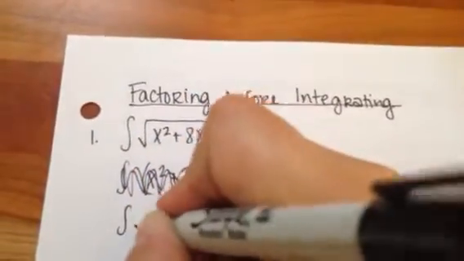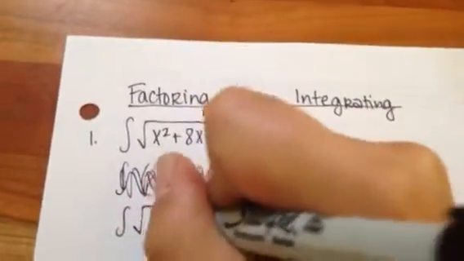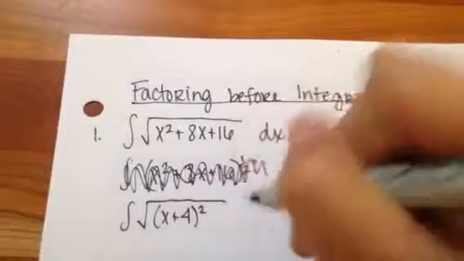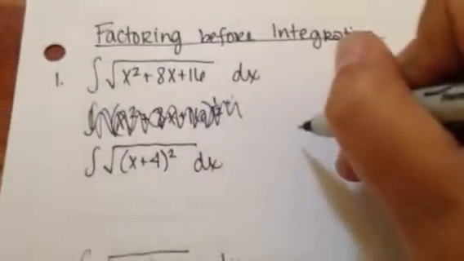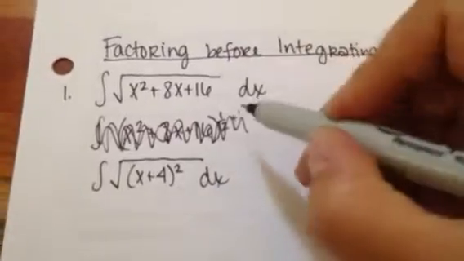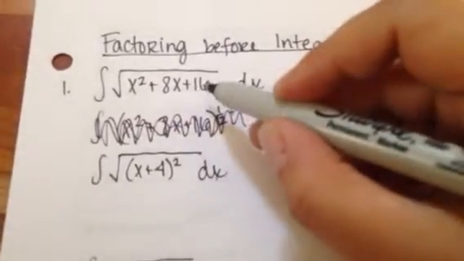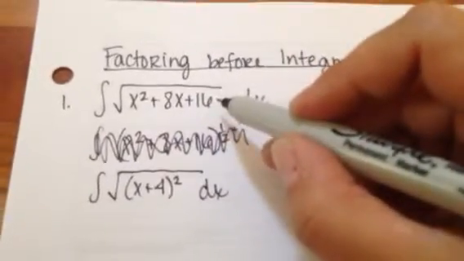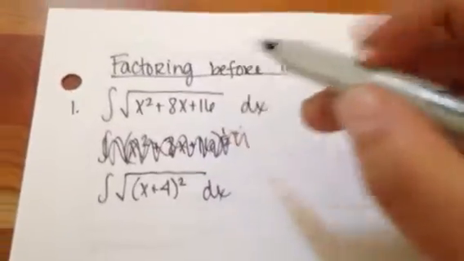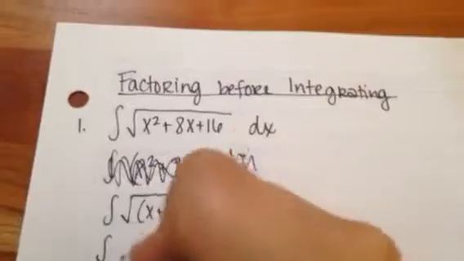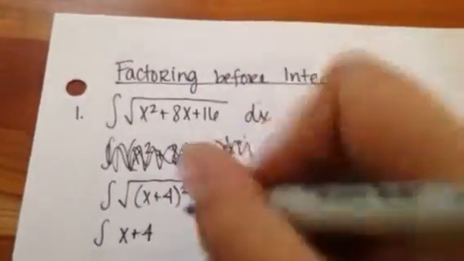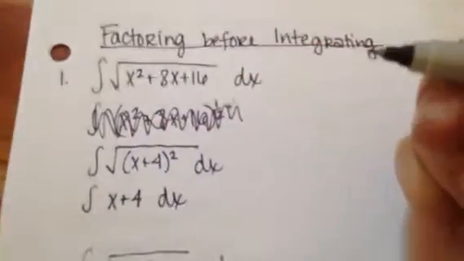So if I take this and actually think of it as the square root of x plus 4 squared dx. And if you want to come over here and pause the video and try it out, you'll see that x plus 4 times x plus 4 does in fact equal this quantity under the radical here. Well, now this makes this a lot easier because the square root of something squared is just that thing. So now I just have x plus 4 dx.